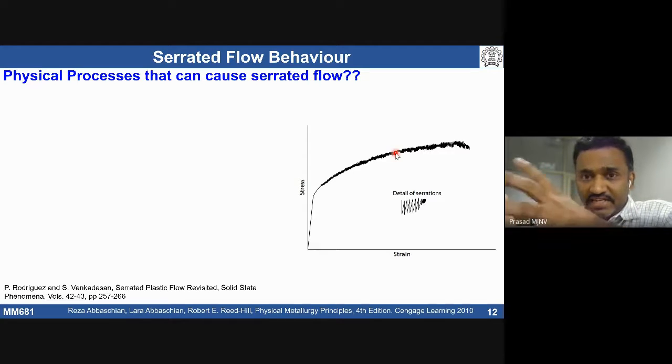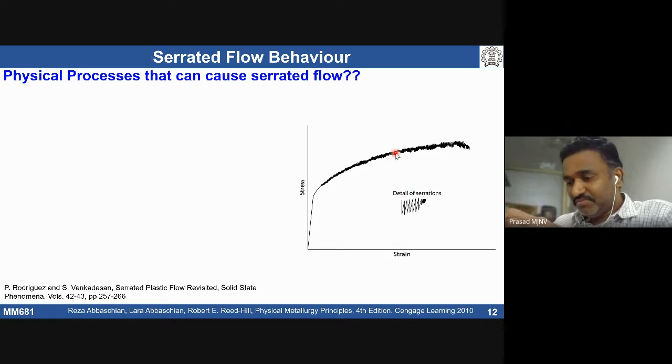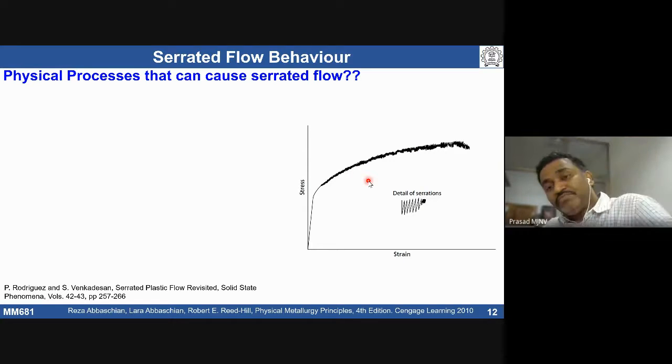Any other cases, other than dynamic strain aging or the yield point phenomenon? Any other places where we can see some kind of serrations? They need not necessarily be the same type of serrations, but we do see some serrations or undulations in the stress strain curves. Are there any physical processes, apart from solute interaction with the dislocations?